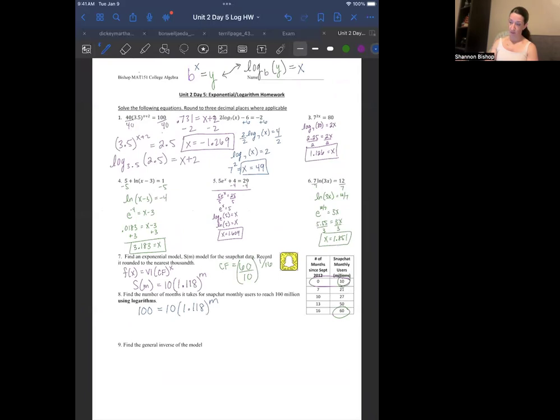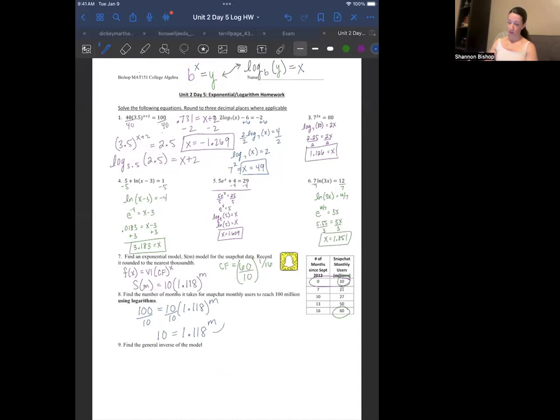Then we're just going to start solving, and you'll notice it becomes like all the other problems. I'm going to divide by 10 just because I can. So 100 divided by 10 is 10, and then I have 10 equals 1.118 to the power of m. If you're feeling stuck right now, that's actually a good thing, because you've done everything you can and you're now stuck in a basic exponential form. 1.118 to what power makes 10? I have no idea, but a logarithm can solve that for you.